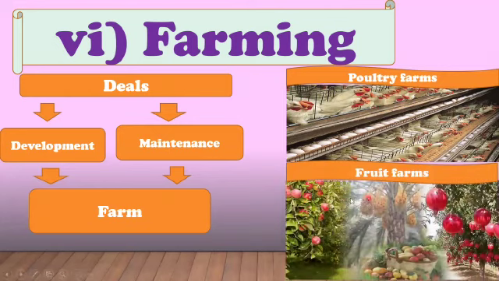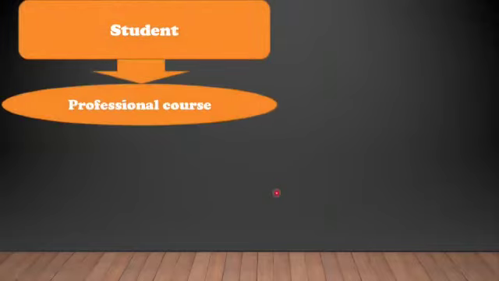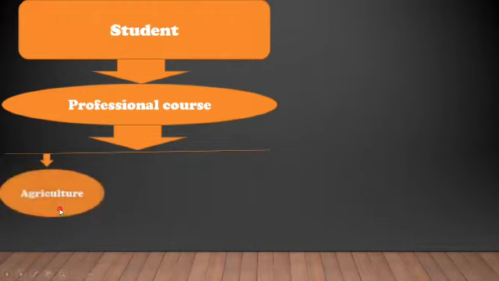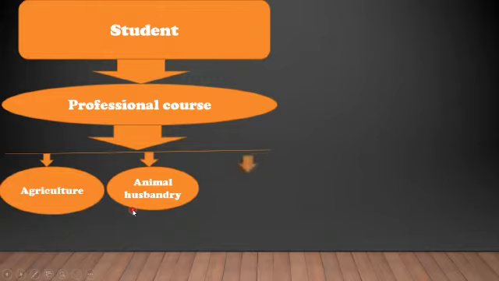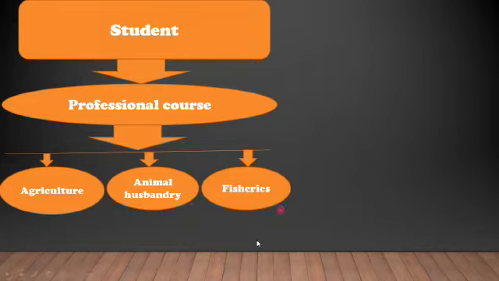So all these are studied in the farm. Now, who can adopt this profession? This career can be adopted by students who have completed their professional course in agriculture. If they have completed their professional course in agriculture, animal husbandry, or fisheries, they can adopt farming. If students have knowledge in these three subjects, they can go towards the career of farming.